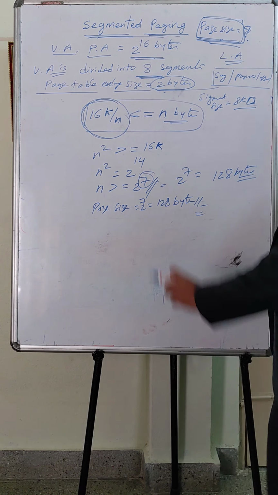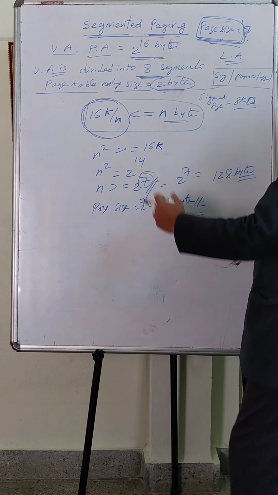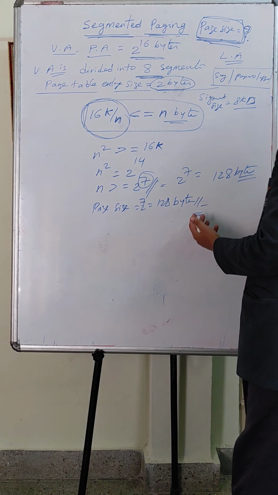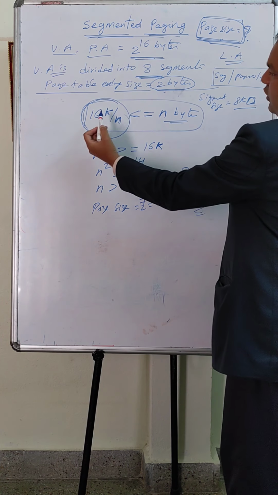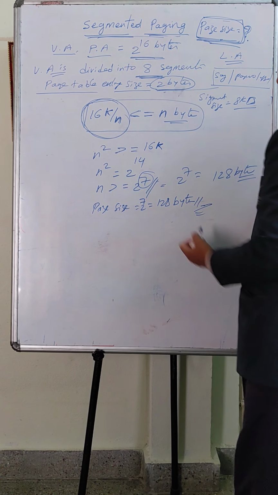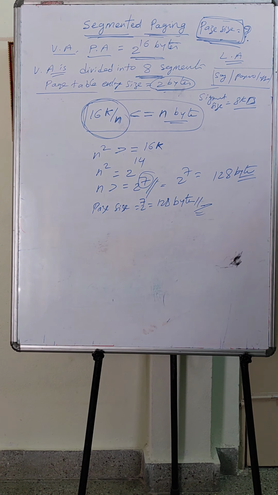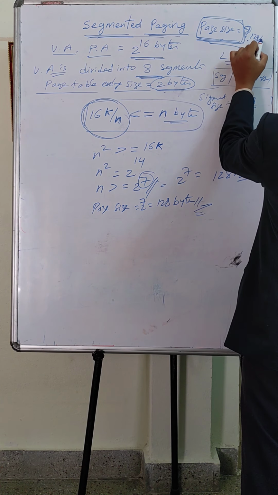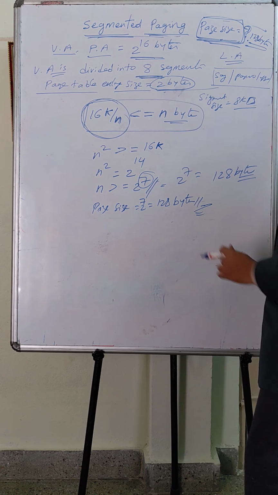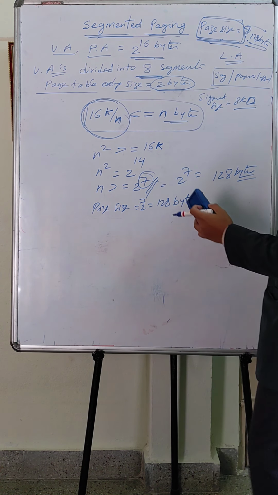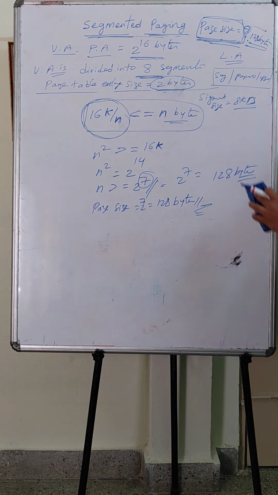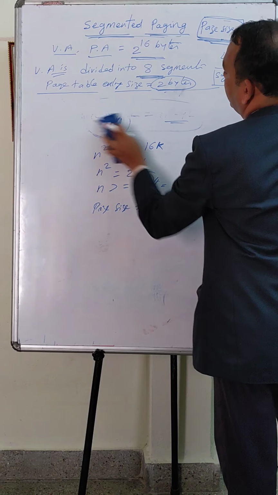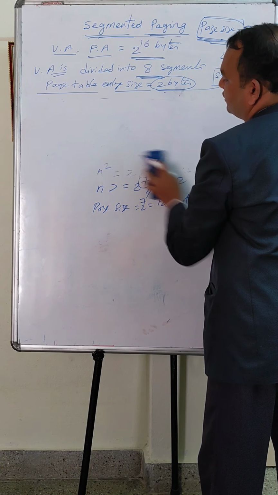Now we got the page size. Understood? Now using the page size, we can calculate the page table size. Since we don't know n, we found 16K by n. Using this page table size also, we can easily calculate. Now let us see the address part, the number of bits required. The first part we got: page size means 128 bytes. Next, the number of bits required for the segment number. We are finding the logical address.